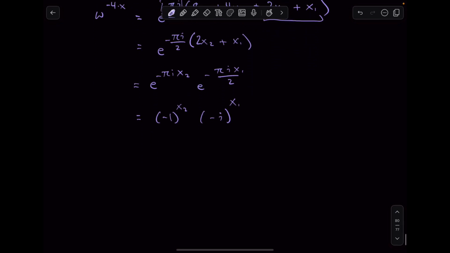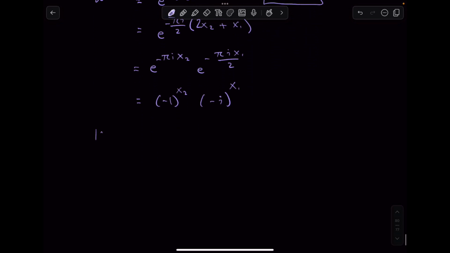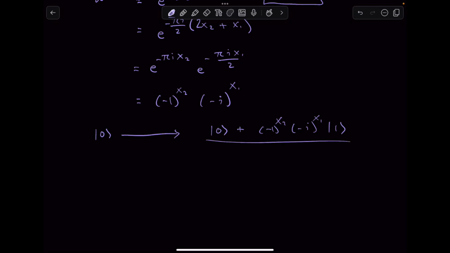Okay, so rewriting what transformation we want exactly. We want to take this thing into 0 plus minus 1 to the x2 times minus I to the x1, 1.